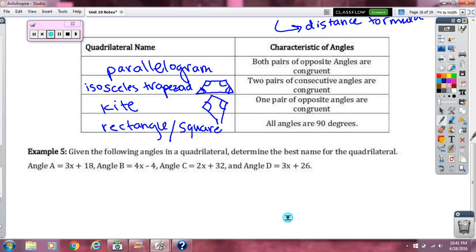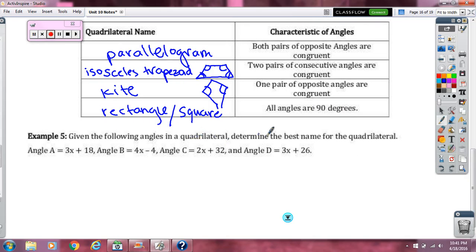So when I look down at this last example, example 5, it says, given the following angles, determine the best name for the quadrilateral. And I'm looking at this and I'm like, well, I don't know what to set equal to each other. Like A and C could be equal, and that might mean I have like a kite or a parallelogram or something. Or A and B could be equal, and that would mean I have like an isosceles trapezoid maybe. But here, it's not a matter of setting particular angles equal to each other. It's the fact that I know I've got a quadrilateral, and all four of those angles should add up to be my second most favorite number, 360 degrees. So I'm going to start by adding these four guys up and setting them equal to 360.